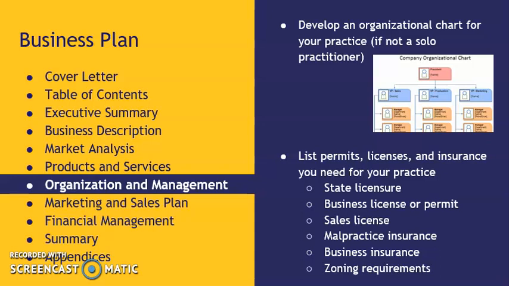Organization and management is going to include an organizational chart for your practice if you aren't a solo practitioner, and it's going to include any permits, licenses, and insurance you need for your practice. One of the pieces of information you might include here is your federal employer identification number, which is a tax identification number and essentially functions as a social security number for your business.